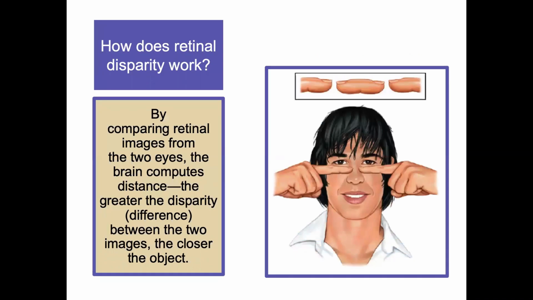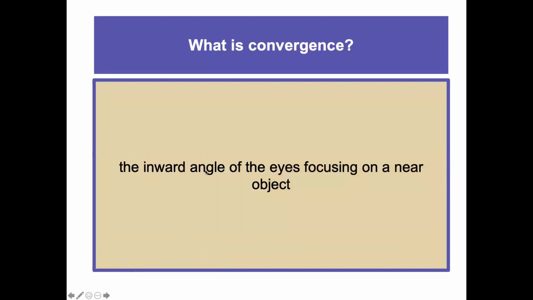Okay, so how does retinal disparity work? By comparing retinal images from the two eyes, the brain computes distance. The greater the disparity, or difference, between the two images, the closer the object. So what is convergence? Convergence is the inward angle of the eyes focusing on a near object.